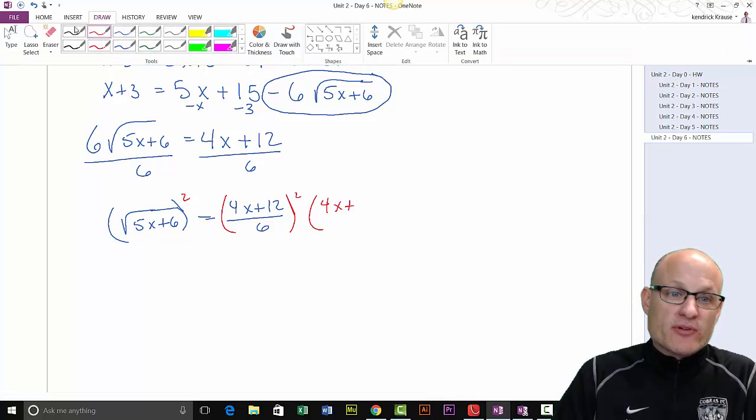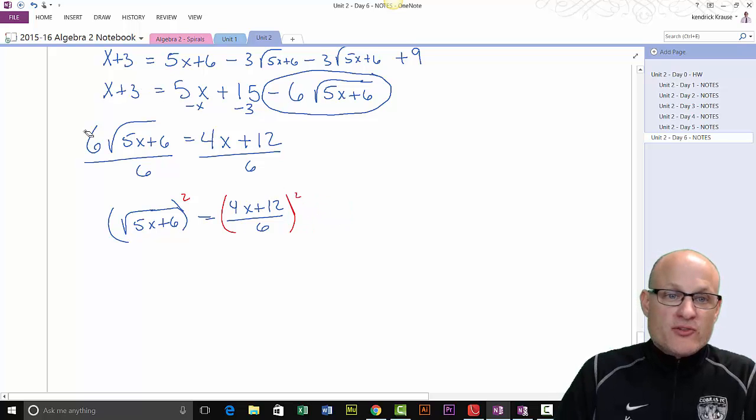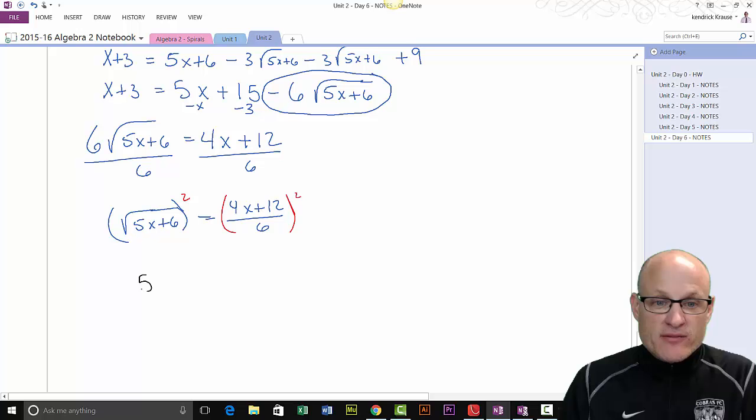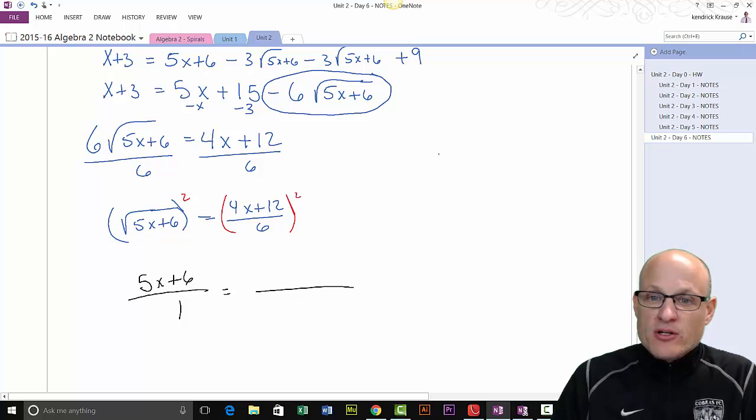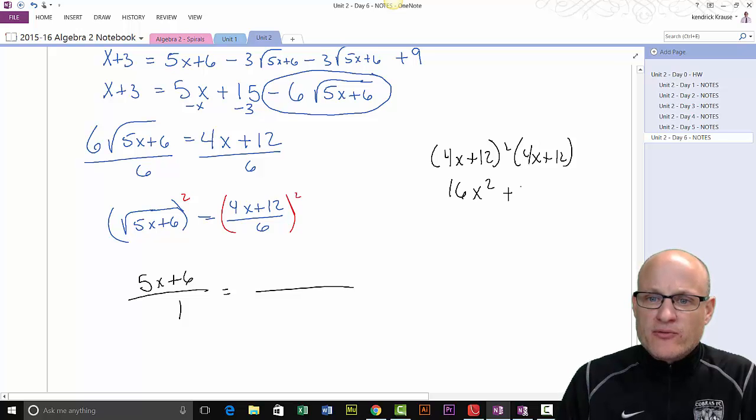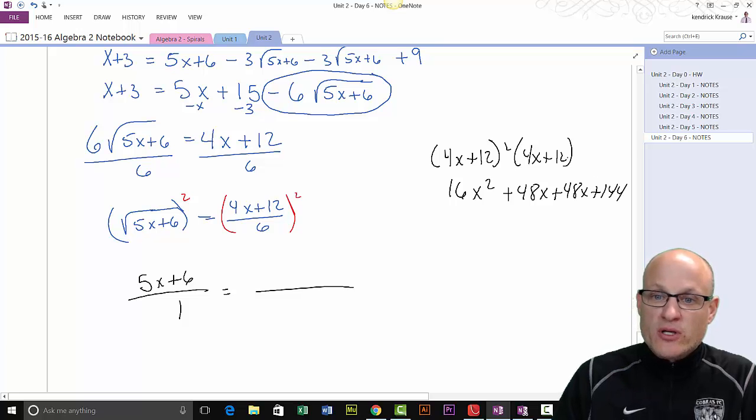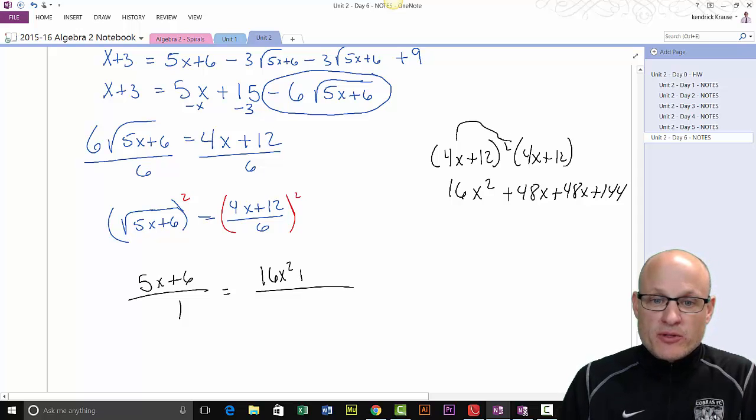I say we do it a little bit differently. So let me see what we get here. We'll use black. We'll go 5x plus 6, and I'm going to put this over 1. You'll see why in a minute. Is equal to. Now, this is really 4x plus 12 squared. So that's 4x plus 12 times 4x plus 12. So that's 16x squared plus 48x plus 48x plus 144. I just double distributed out. So that's 16x squared plus 96x plus 144 all over 36.